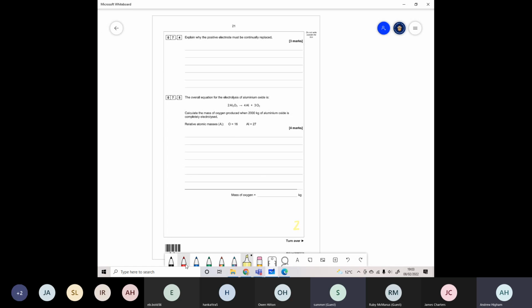So it's saying here, calculate the mass of oxygen produced when 2,000 kilograms of aluminium oxide is completely electrolyzed. And they've given you these AR values. If they give you the AR values and a mass, they're basically wanting you to work out the number of moles.